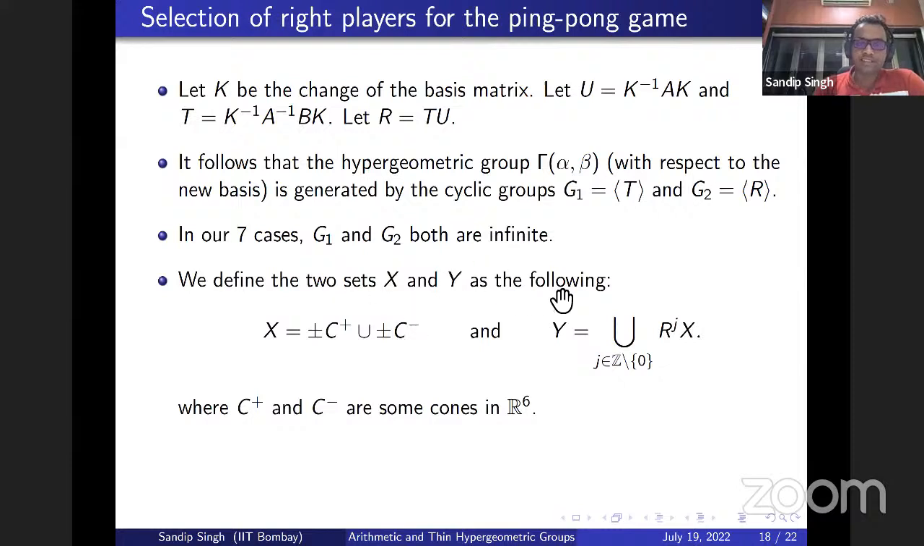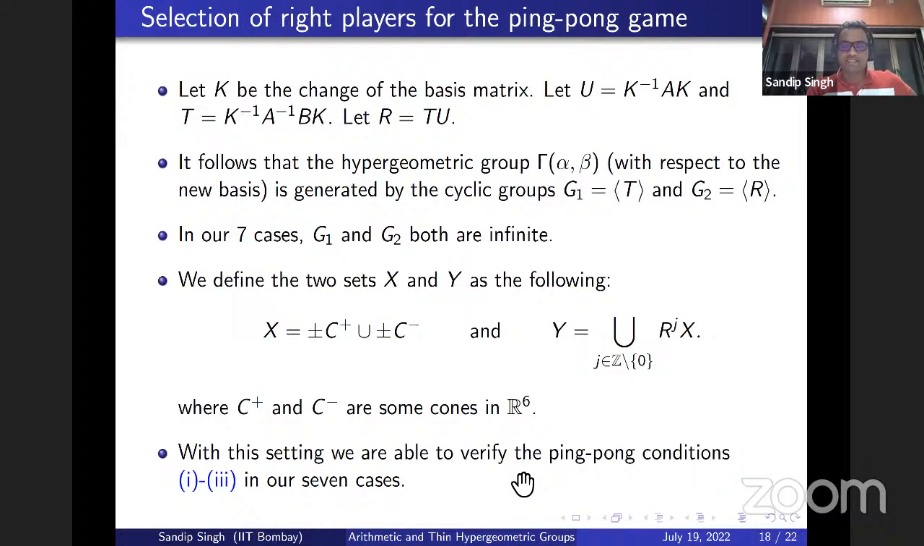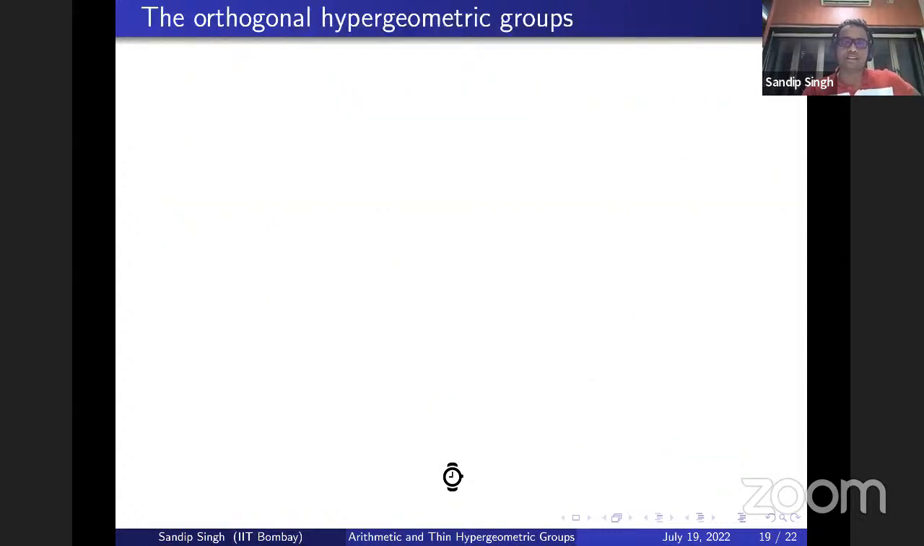We define the two sets X and Y as follows: X is a union of some cones, and Y is the union of Rj times X for all j in Z minus 0, where C plus and C minus are some cones in R6. With this setting, we are able to verify the ping pong condition in our 7 cases. So we just proved that the hypergeometric groups in those 7 cases are free subgroups of SP6Z, and therefore they cannot be of finite index.